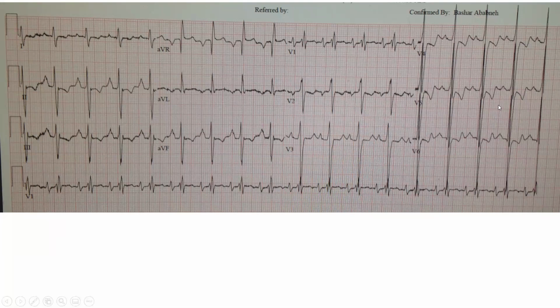There is one sign I want to point to. I don't know if you know it. It's called the Katz-Wachtel. Have you heard of it? Katz-Wachtel sign. Yeah, when we have a long R and long S in V3 and V4. Good, or any of the mid-precordial leads. Here we see it more in V4, V5 and V6 actually. So it's a huge R and a huge S in V4, V5, V6.